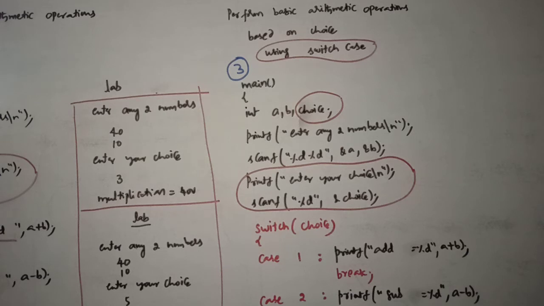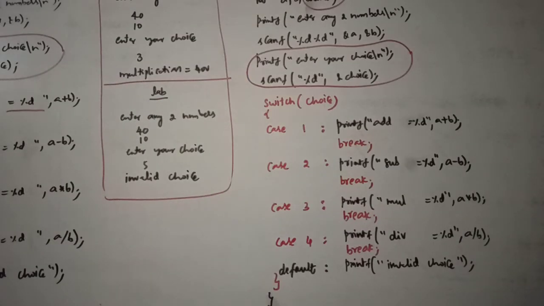Case 2 a minus b, case 3 a multiplied by b, and case 4 is a by b. Look at the switch case clearly. The basic syntax of switch case is switch within brackets some constant expression, case followed by a constant value, an integer constant in general.